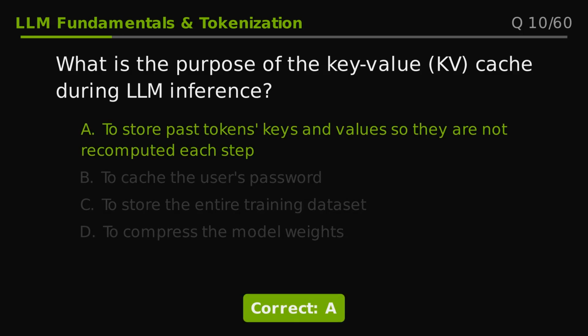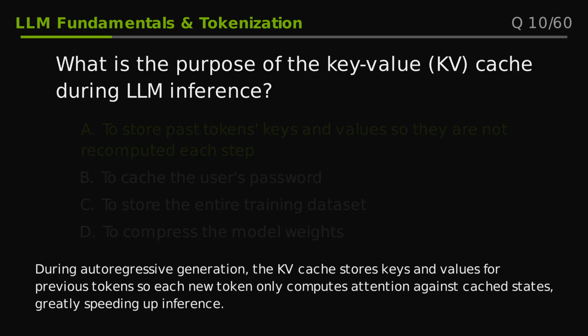The correct answer is A. During autoregressive generation, the KV cache stores keys and values for previous tokens, so each new token only computes attention against cached states, greatly speeding up inference.